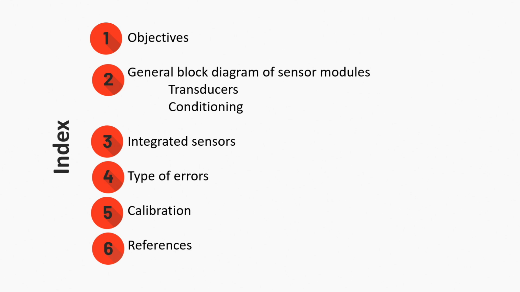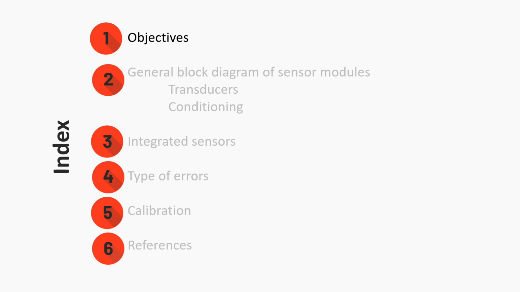I will start with some objectives. After that, the general block of the sensor modules will be described, including transducer and conditioning stage. Moreover, different integrated sensors will also be described, and that is before passing to the description of the characteristics and type of errors in any sensorial system. We will have a final point about calibration of these sensorial systems, and I will finish with some bibliographic references.